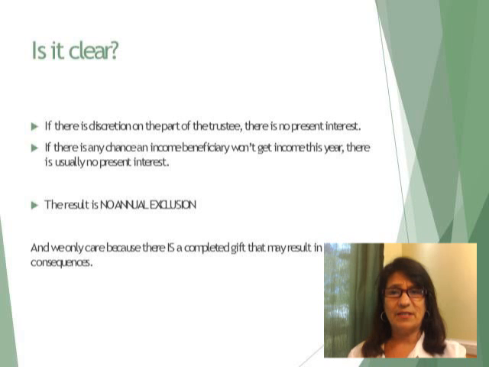So is that clear? I hope that's clear. If there's discretion on the part of the trustee about whether to distribute income, then there's no present interest for the income beneficiary. If there's any chance that the income beneficiary won't get income this year, there's usually not a present interest. And the result is no annual exclusion when I give the property to the trust. We may have an annual exclusion later. We'll get to that. We only care because there's a completed gift, and that could result in some tax consequences. So completed gift, that's the first question. Then we ask present interest, annual exclusion.